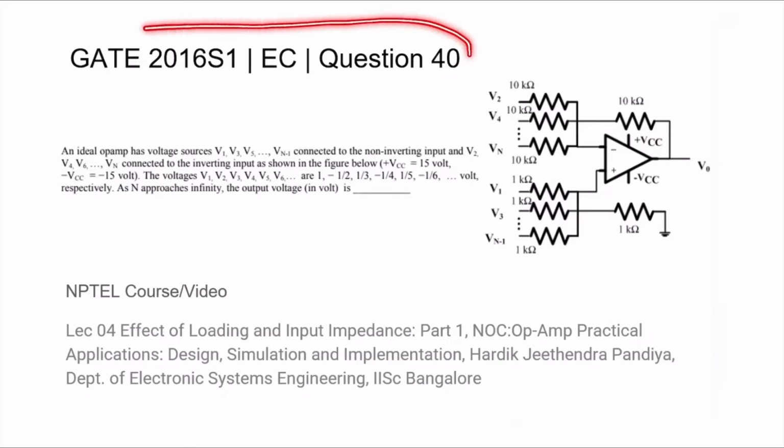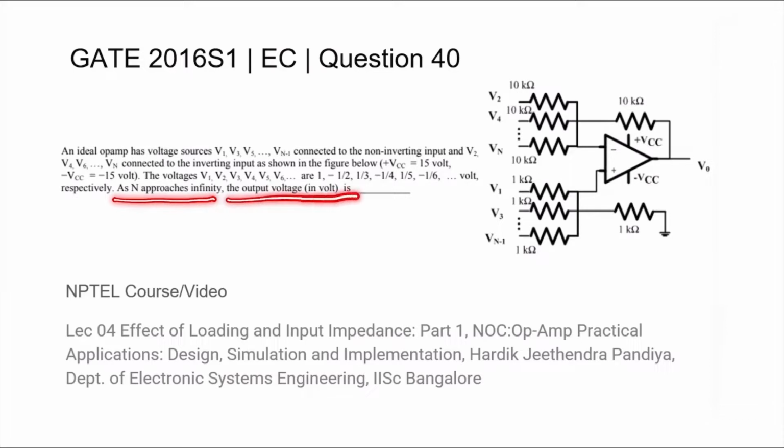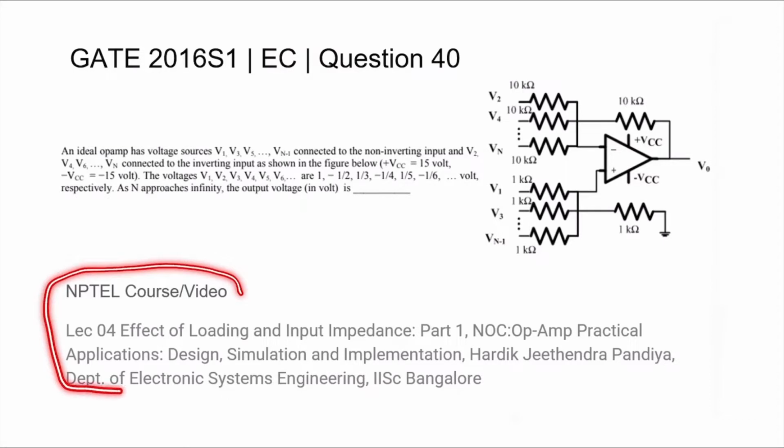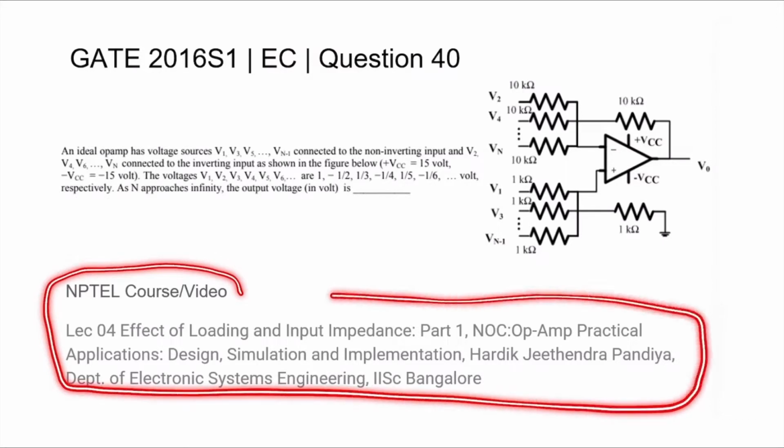This is question 40 from the GATE 2016 session 1 EC paper, where we are given this op-amp circuit and the voltages V1 to Vn and are asked to find out, as n approaches infinity, what the output voltage approaches. Underneath the question, you will find the title of the NPTEL course or video relevant to this topic.